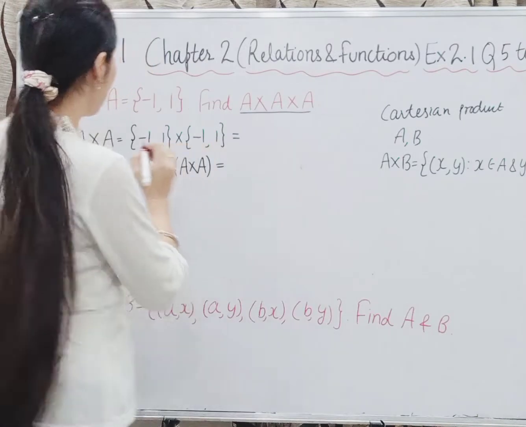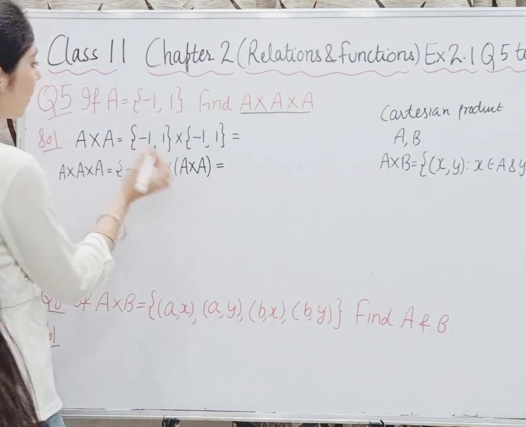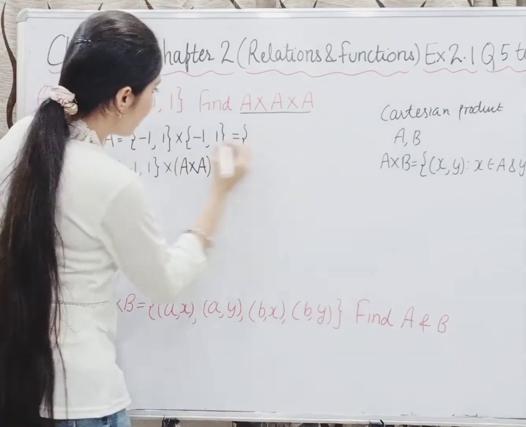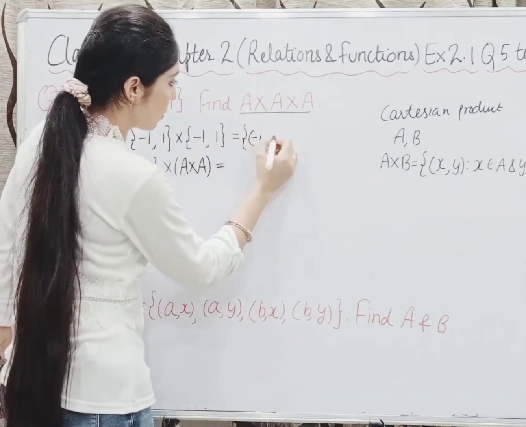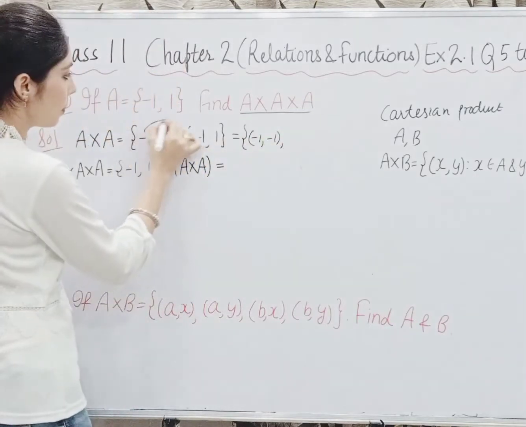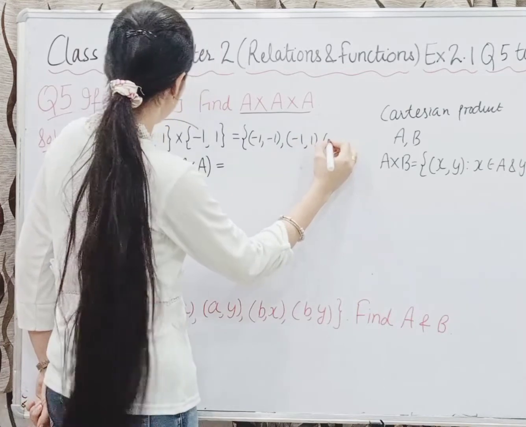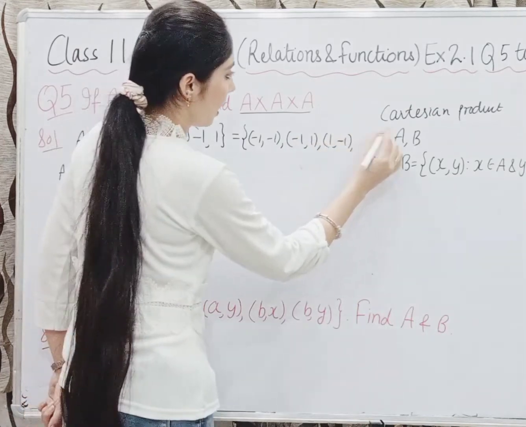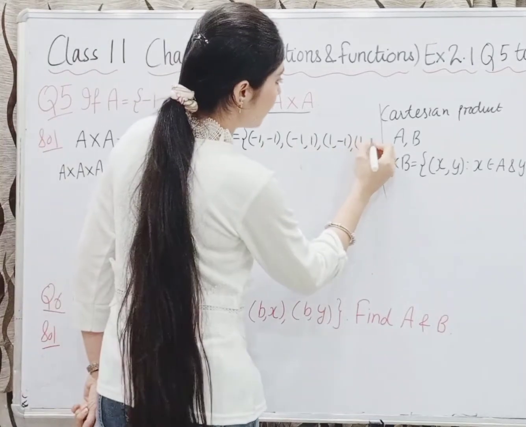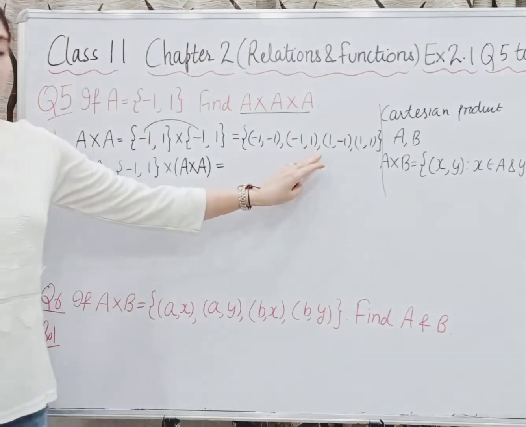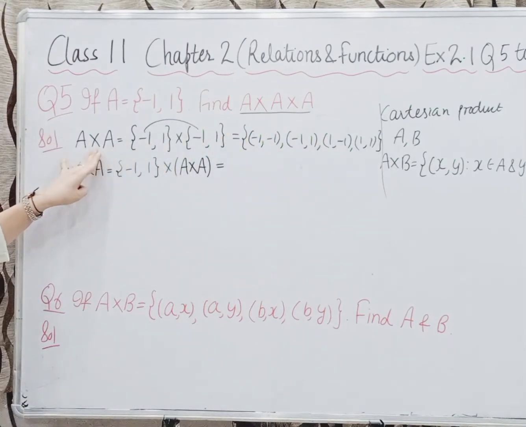Okay, so we will find the Cartesian product of A and A. What will be the Cartesian product? (-1, -1). Next will be (-1, 1). The next element will be (1, -1) and next will be (1, 1). Okay, these are the elements in the Cartesian product of A and A.